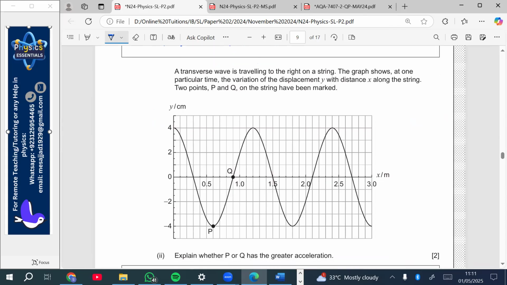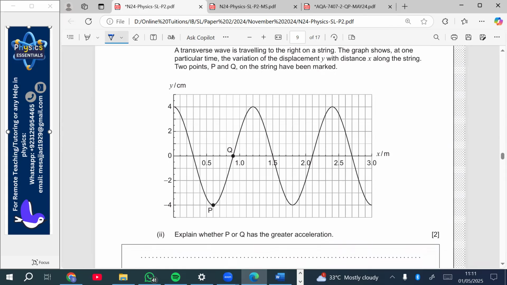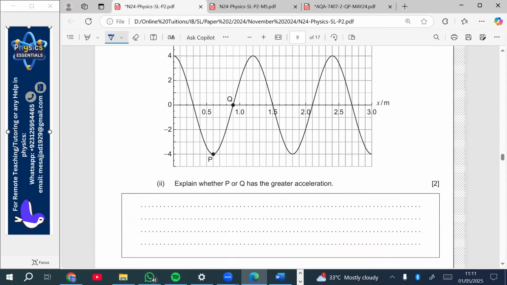A transverse wave is traveling to the right on the string. The graph shows at one particular time the variation of the displacement y with distance x along the string. Two points P and Q on the string have been marked. Okay, P and Q, yeah, I can see that. Explain whether P or Q has the greater acceleration.